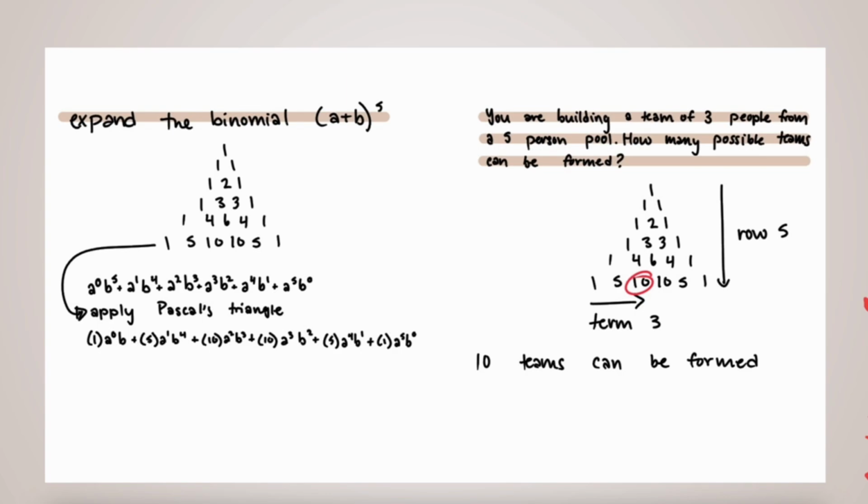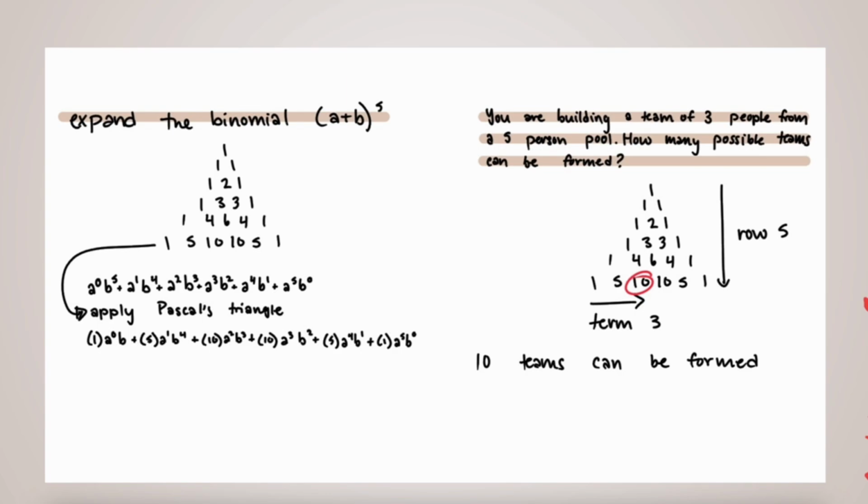Combination problems are usually even easier because they don't require full expansion. Take this example where you're asked to find the possible teams that can be formed from a 3-person team out of a 5-person pool. To solve this, you simply grab the third term from the fifth row of Pascal's triangle and bam! 10 teams can be formed.